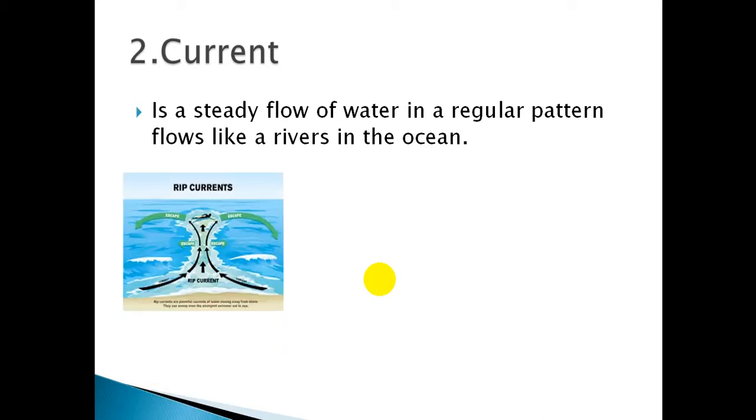Rip current, and this is the most dangerous kind of current. This kind of current pulls people in, and the water moves very fast inside this area. The only way to escape from this rip current is to go left or right side, because the rip current water can move very fast inward the ocean, as we see here. This is one kind of current.